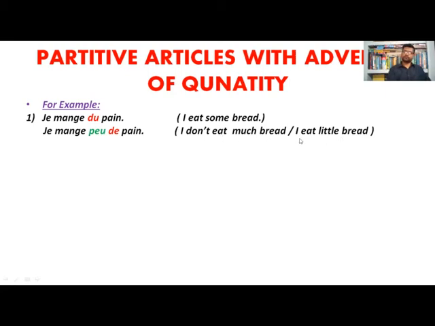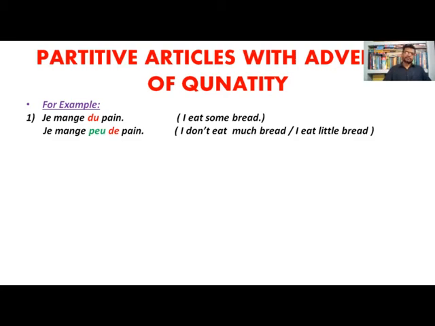For both sentences you will use je mange peu de pain. I eat little bread. Je mange peu de pommes. I eat little apples.